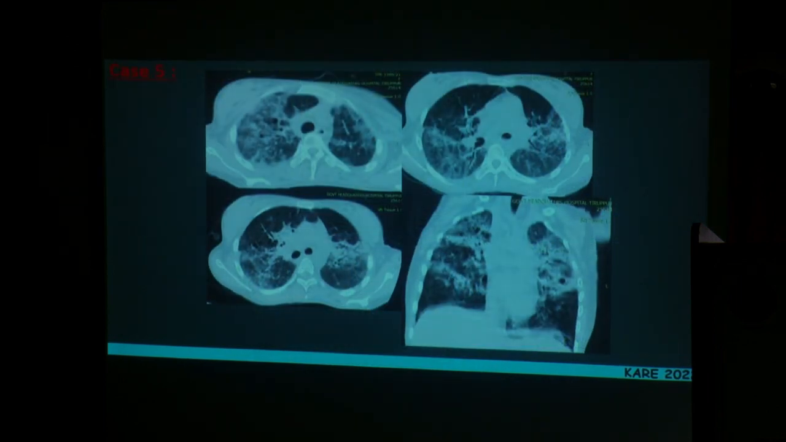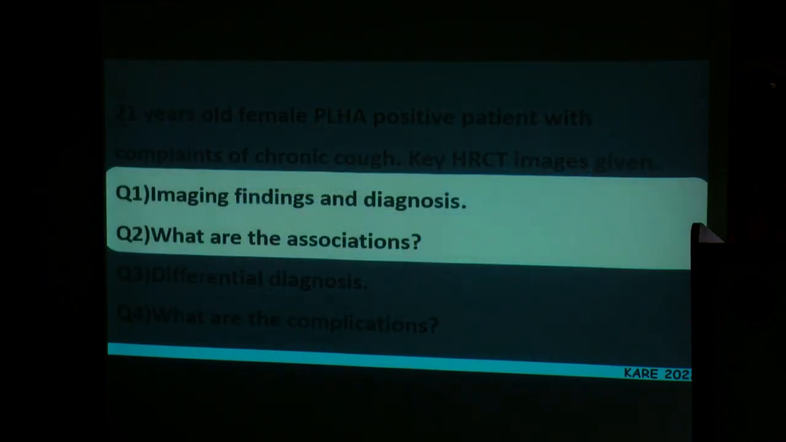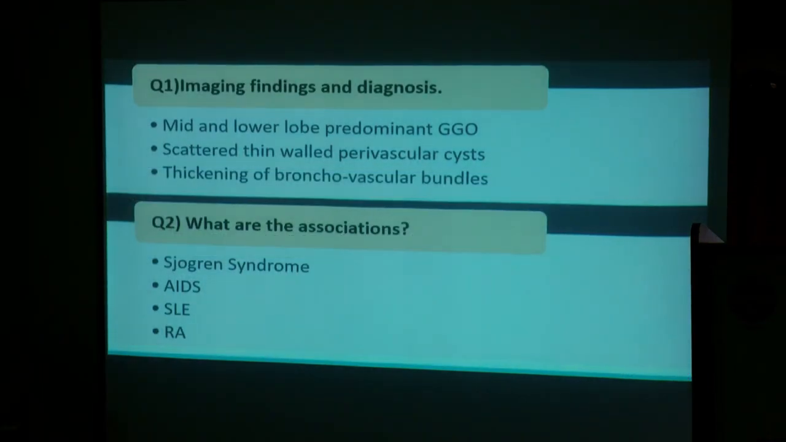Case 5. This is a 21-year-old female patient, a PLHA patient, with chronic cough. I will tell you the findings. There are diffuse scattered areas of ground glass attenuation with perivascular tiny cysts. Yes, LIP. Very good call it is actually. So the diagnosis is lymphocytic interstitial pneumonia.